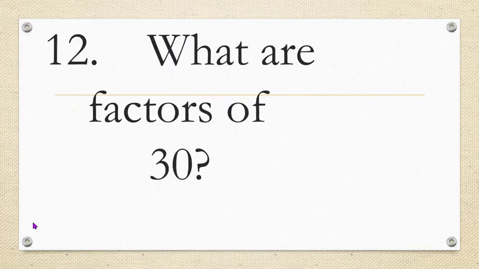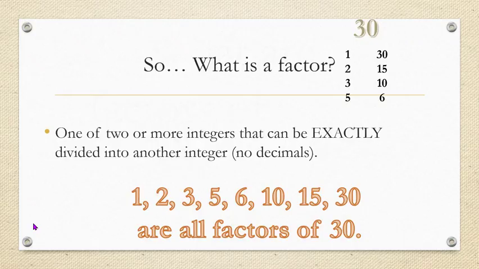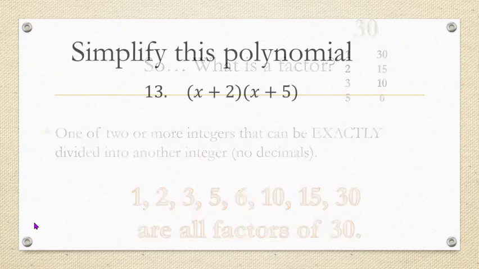All right, what are the factors of 30? Okay, I think we've done 30 before, so you can look at your notes. 6, and 5, right? Those are the factors of 30. All right. So it says what is a factor? Well, a factor is going to be one of two or more integers that exactly divides into another integer, no decimals. Can't have decimals.